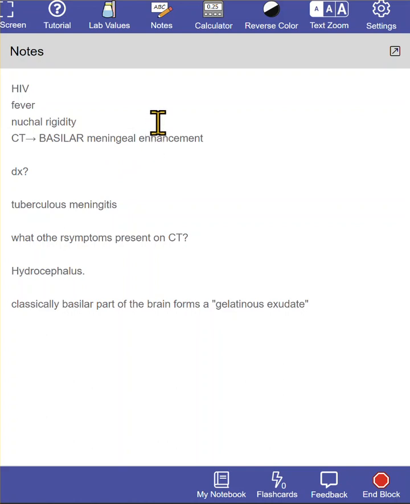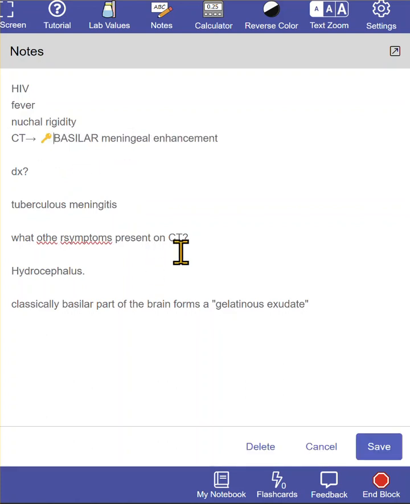So HIV, if you had a patient with HIV, fever, nuchal rigidity, and this is a 42-year-old, let's say 43-year-old. HIV, fever, nuchal rigidity, CT shows basilar meningeal enhancement. So basilar being the key word here. What does basilar meningeal enhancement suggest? It suggests that actually the meningitis is tuberculosis caused. So if it's basilar, it's likely to be tuberculosis caused.